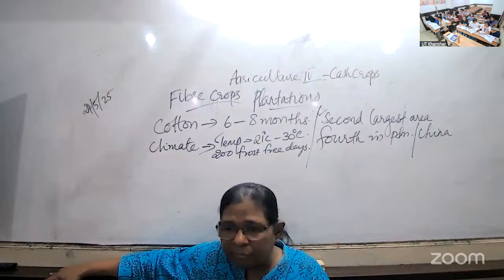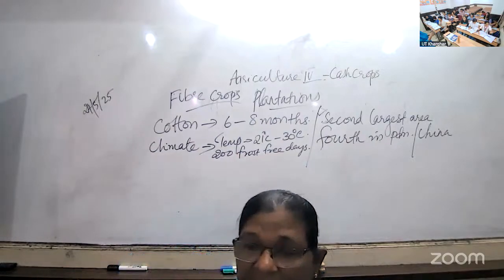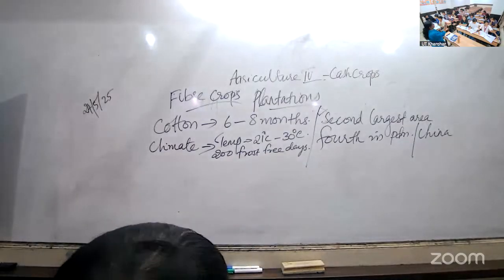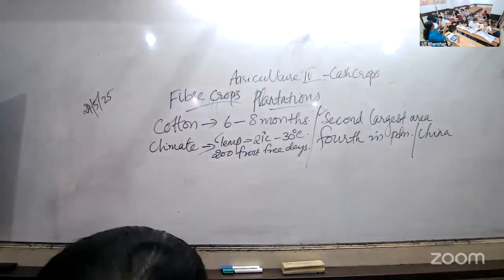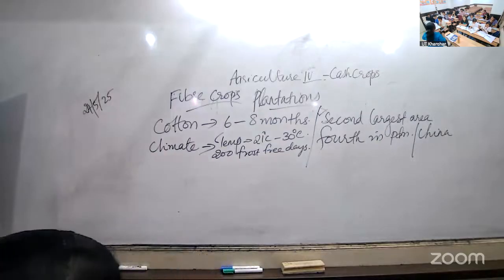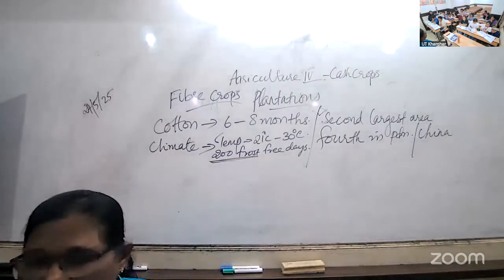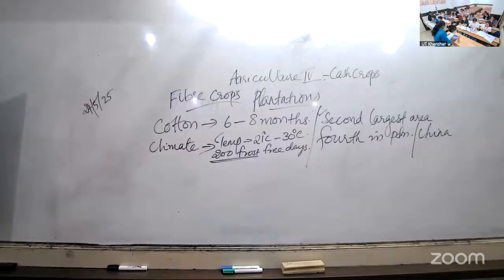It is a type of ice. It is harmful. When the cotton bolls start coming, if frost is there, it becomes useless. It cannot be used for making fiber. That is why it requires 200 frost-free days.